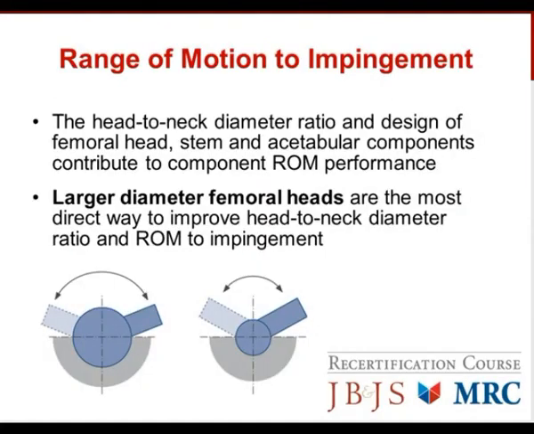Now, range of motion to impingement is an important concept. The femoral head size and the head to neck diameter ratio are important concepts that we'll talk about in some detail. What you need to do when putting in parts for a hip replacement is maximize that patient's range of motion until the parts begin to impinge. And typically we're talking about the femoral neck on the acetabular component. Increasing the femoral head diameter and increasing the head to neck diameter ratio is the most direct way to improve range of motion to impingement, assuming that the implants are put in correctly.